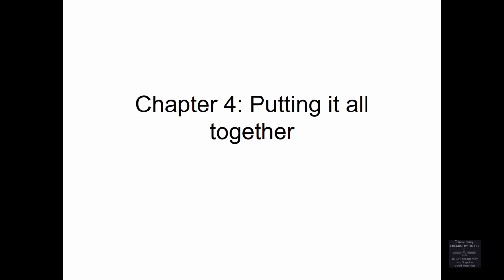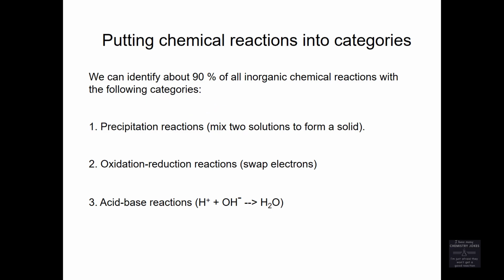The last little bit of Chapter 4, putting it all together. Chapter 4, as you may recall, is all about precipitation reactions, the solubility rules, oxidation reduction reactions, redox reactions, oxidation numbers, who's gaining electrons, who's losing electrons. And as we did in the last one, acid-base reactions, proton donors, proton acceptors, what's the salt that you make, that kind of thing.